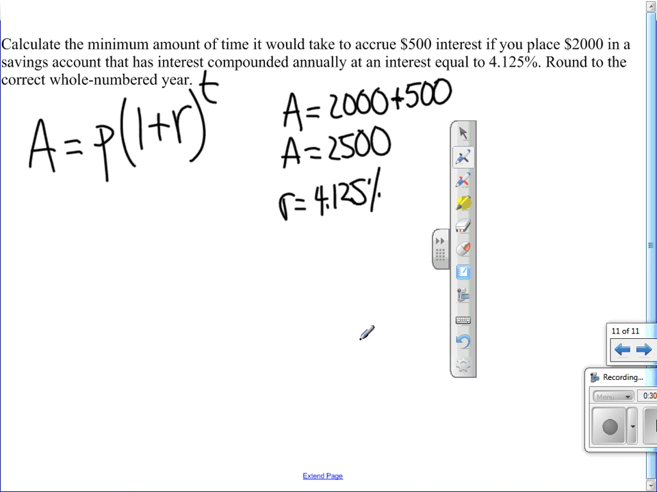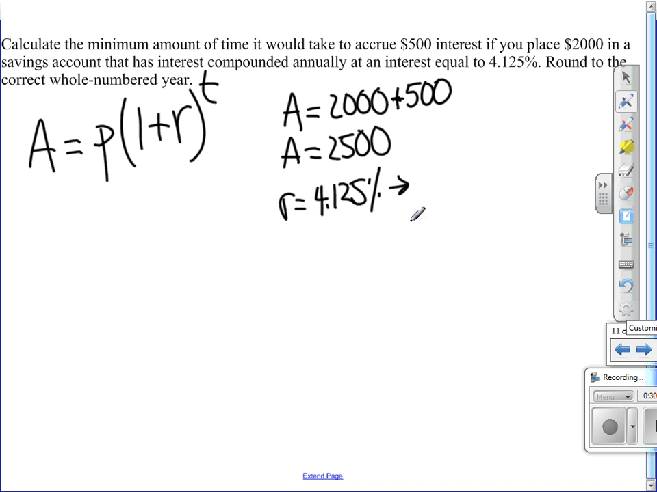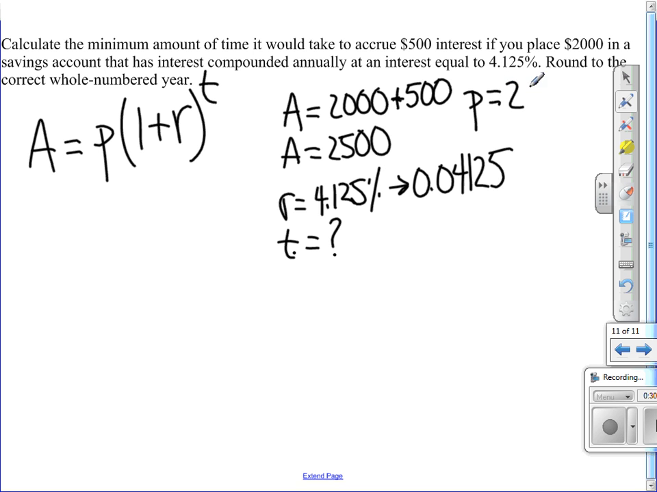All right, now we need to convert that to a non-percent. That means we need to divide it by 100 or move the decimal point 2 places to the left. And when we do that, we get 0.25. All right, the time, which is another one of the variables in our problem, we don't know. And the principal is the amount that we started with. How much money did we start with? Well, that's how much we deposited, and that was the $2,000.